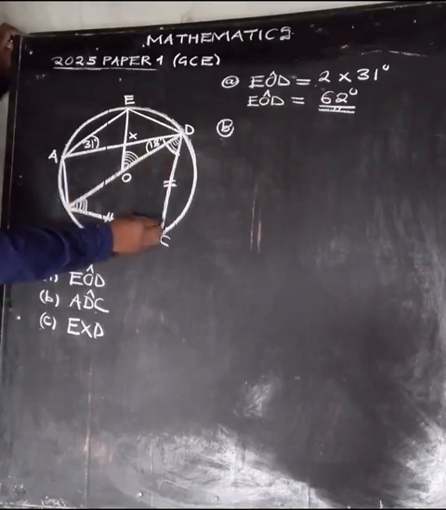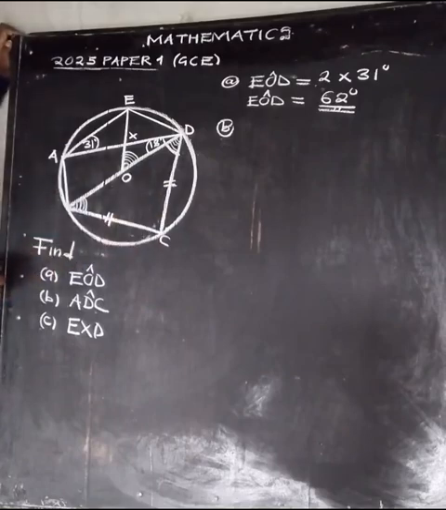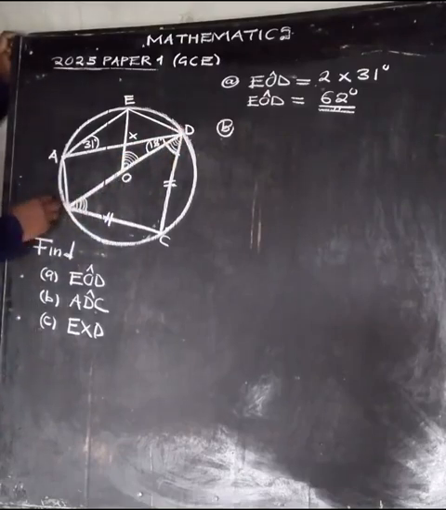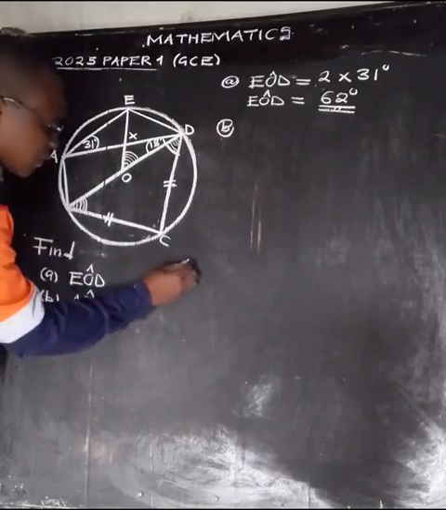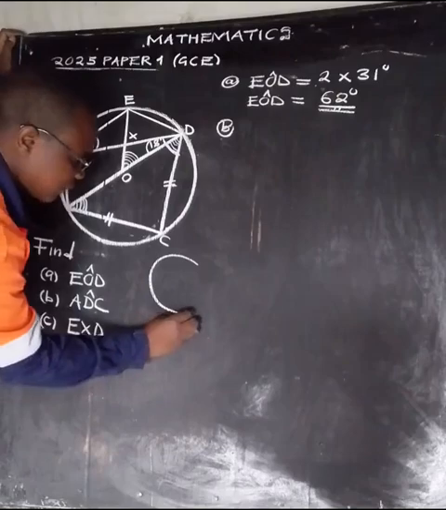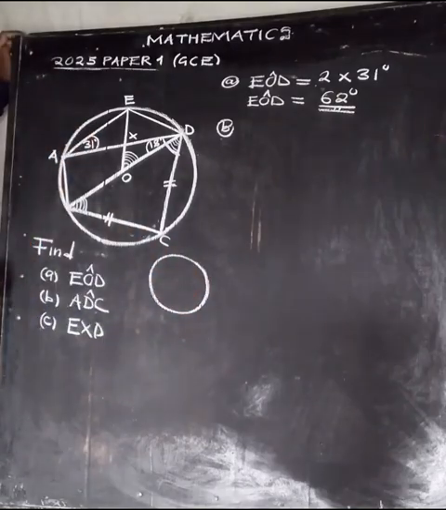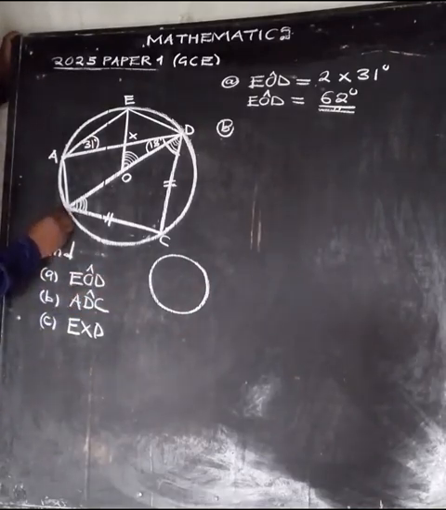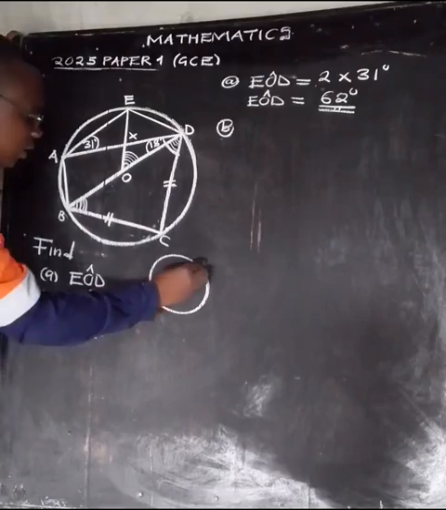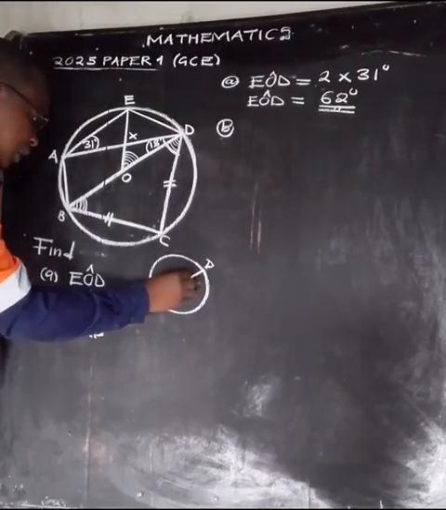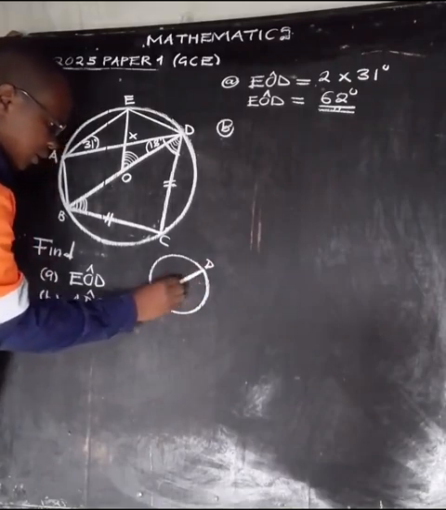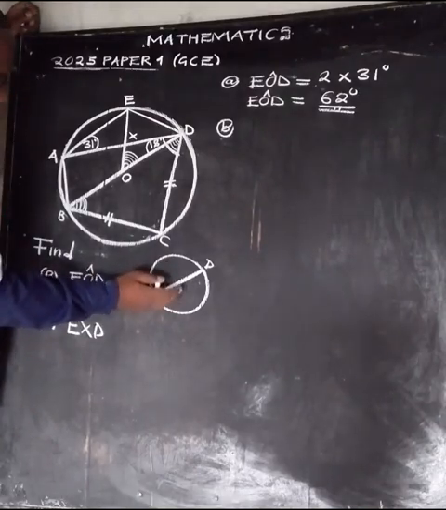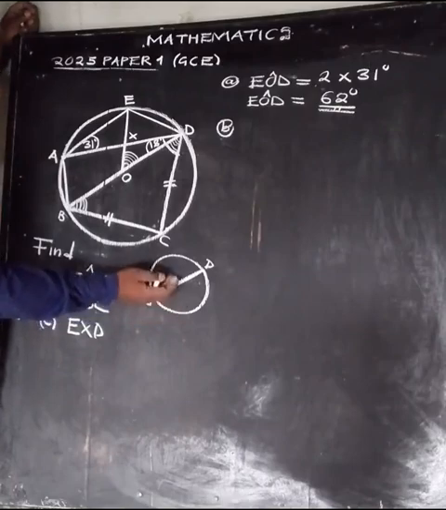This angle is 90 degrees because we know that this one is a diameter. There is a property which states that if you have a circle like this, with point B and point D, then this line is a diameter which cuts the circle into two semicircles.